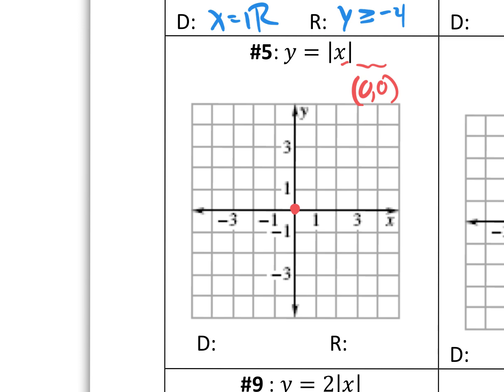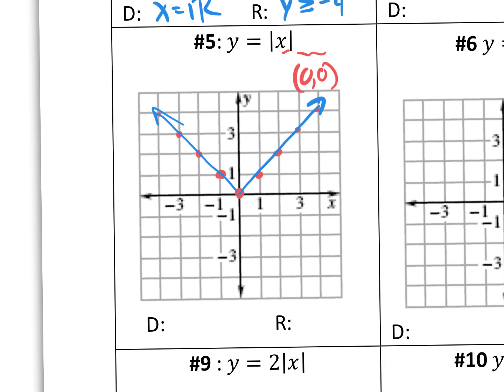The A value is 1, so you're going to be going up 1 over 1, up 1 over 1. Same thing in the other direction. You can go as far as you'd like in both directions. And there's your parent graph. That's your perfect V graph for the absolute value function.